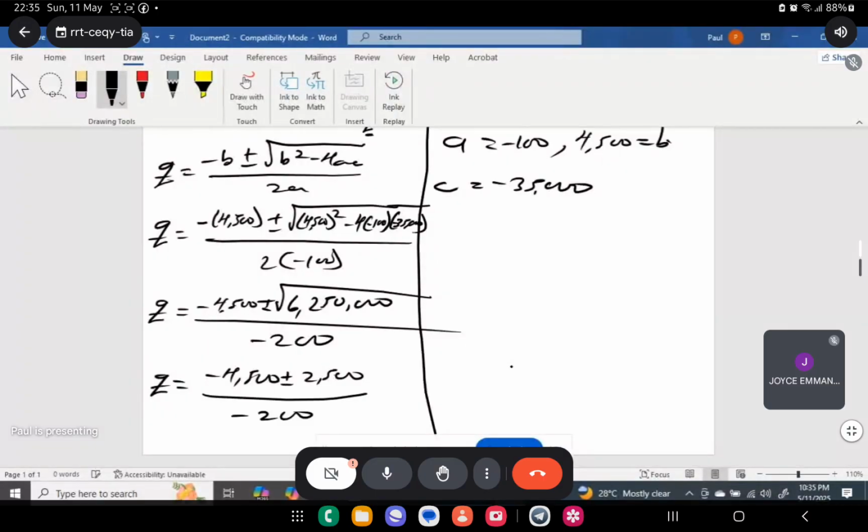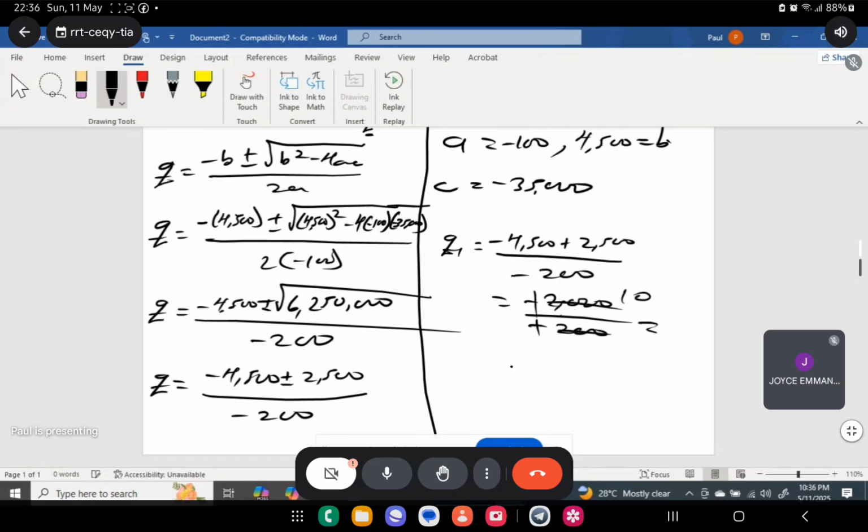So from here we can do Q1 by assuming it is plus. So minus 4,500 plus 2,500 all divided by minus 200. So Q1 becomes minus 2,000 divided by minus 200. So 2,000 divided by 200, I'm getting 10. So this will cancel this. This will go here 10 times. So Q1 is equal to 10.